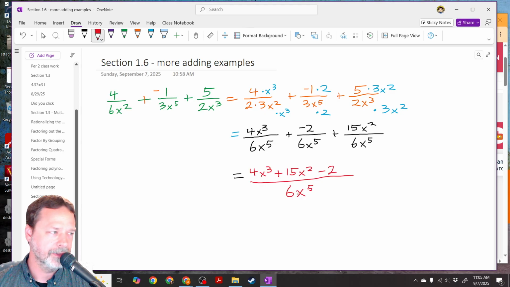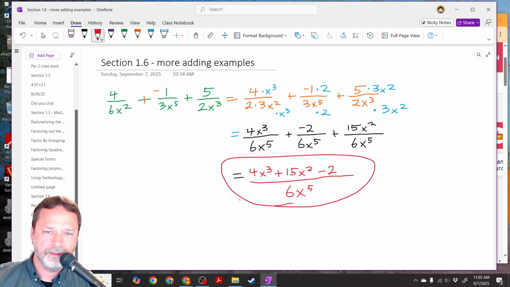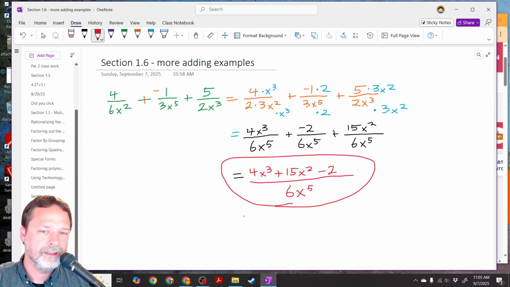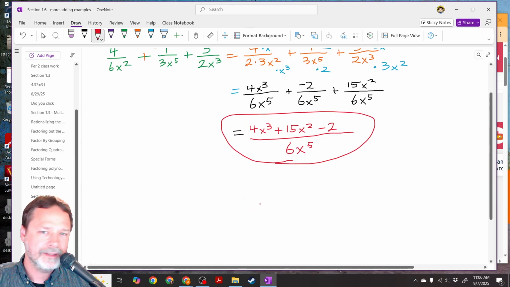My denominator only has monomial factors. So unless I have a monomial factor up here, which I don't, it doesn't matter. I'm done. This is it. Piece of cake. Example 1, done. That's about as easy as they get.